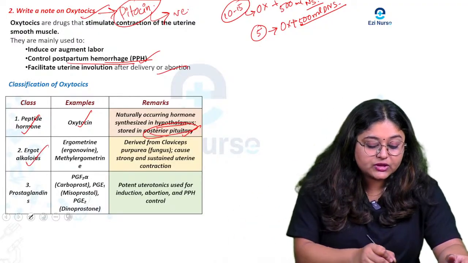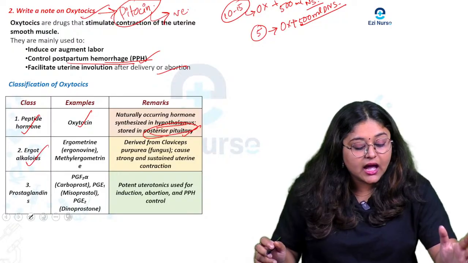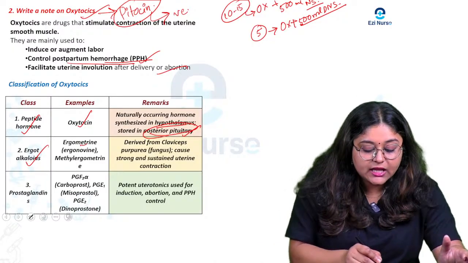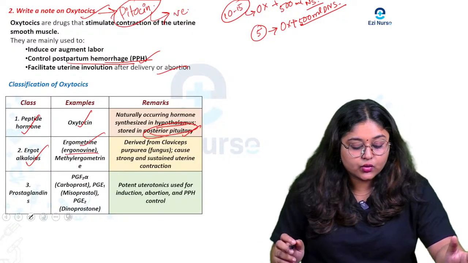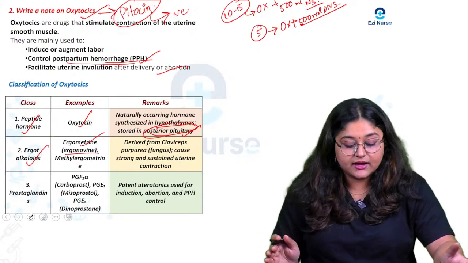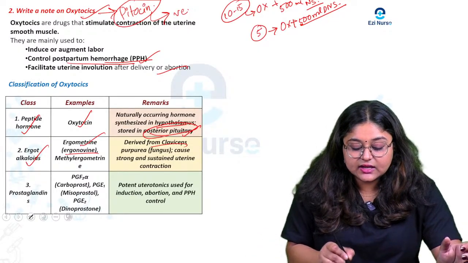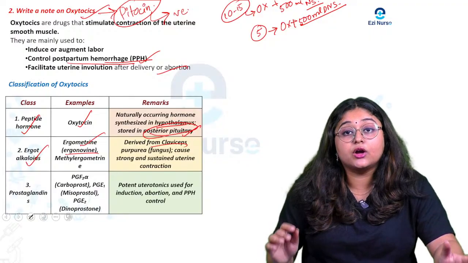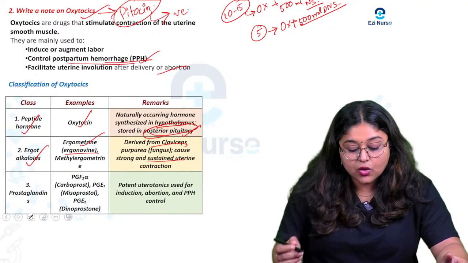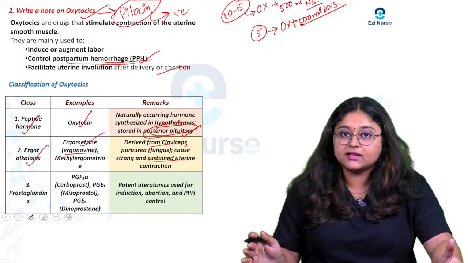Okay, now come to the ergot alkaloids. In the ergot alkaloids, what are the examples? Ergometrine, under this ergonovine, as well as methylergometrine. It is derived from Claviceps purpurea, a fungus, which causes a stronger as well as sustained uterine contraction.